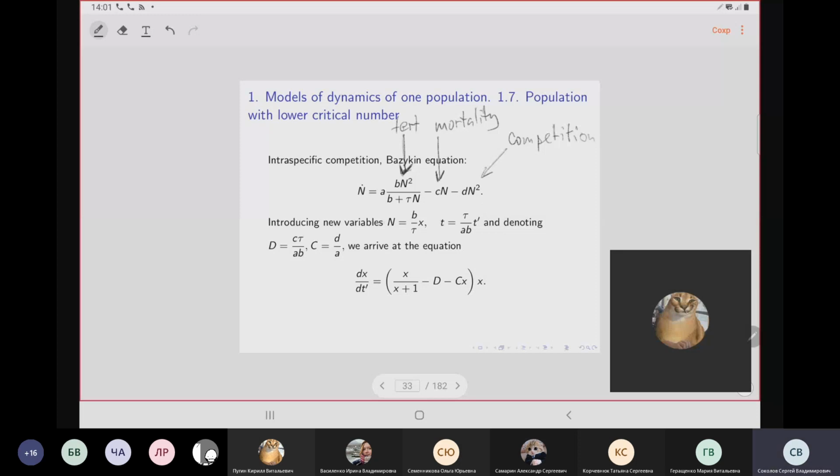The equation becomes more complex. There are 1, 2, 3, 4, 5 coefficients, and we see that it is too much. So, as usual, we introduce new variables, x and t prime, to get a simpler equation. We just change the variables and we get another equation.